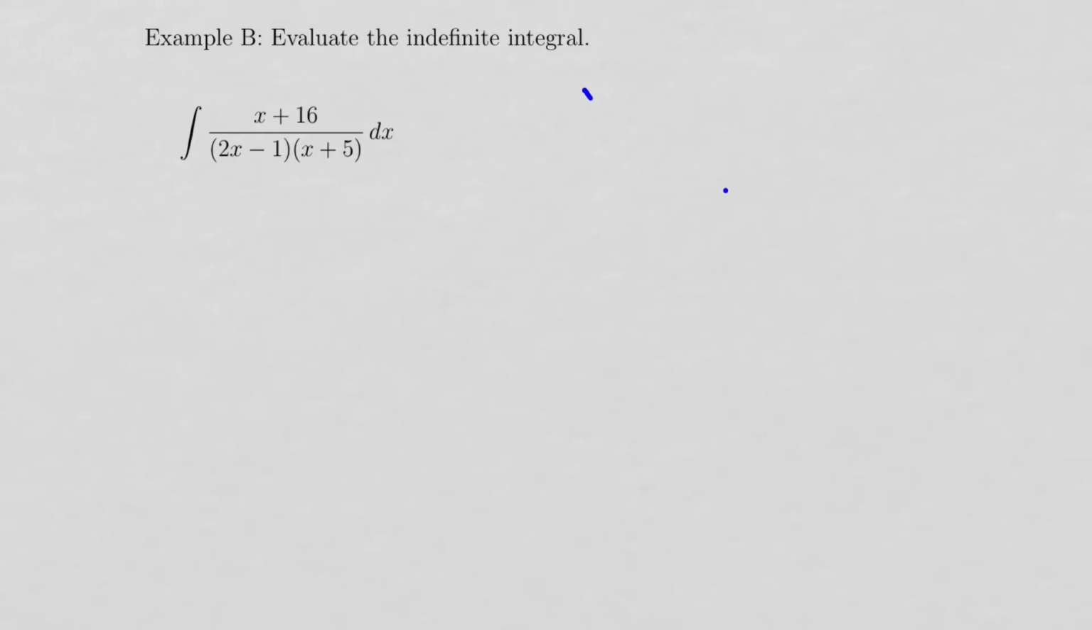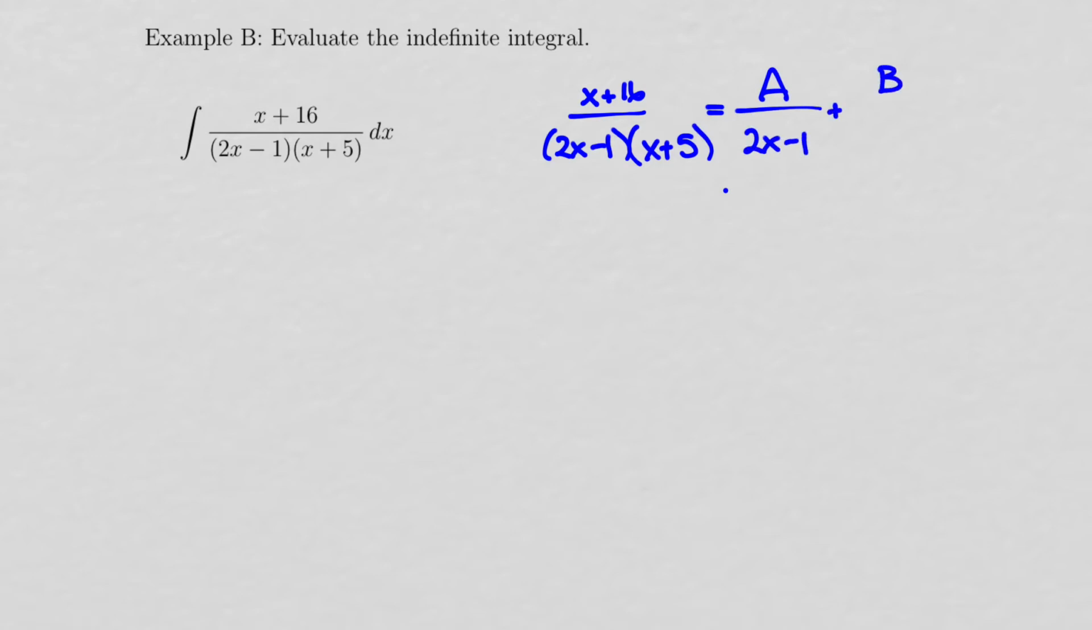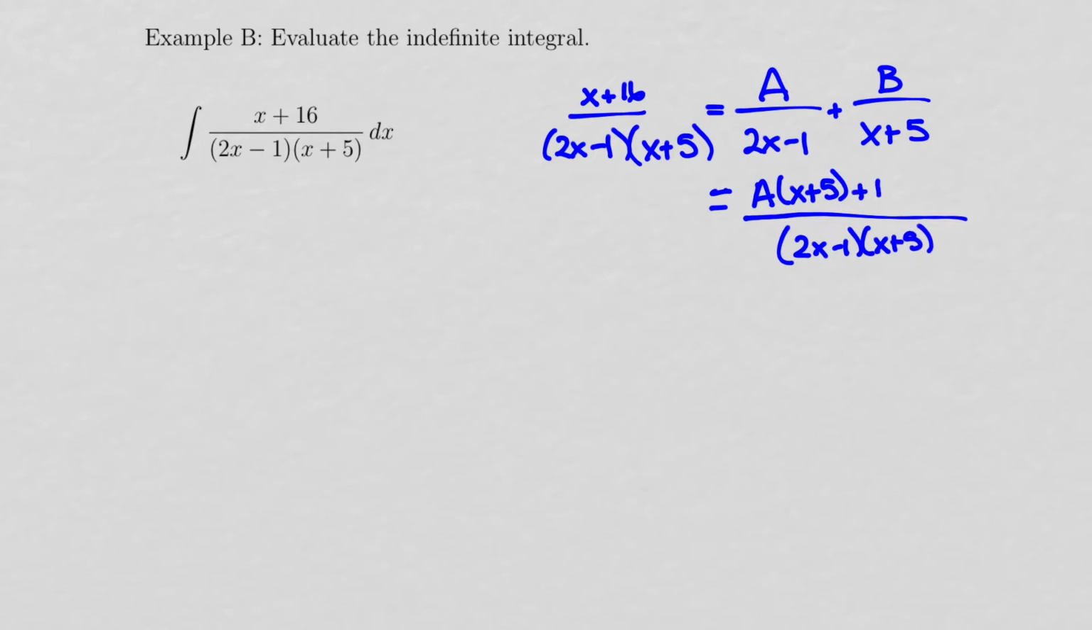Let's see, so we could write this as (x + 16) over (2x - 1)(x + 5), and that equals A over (2x - 1) plus B over (x + 5). And so if I put them together, that would be A times (x + 5) and B times (2x - 1). And when I go to multiply that out, that's Ax + 5A + 2Bx - B.